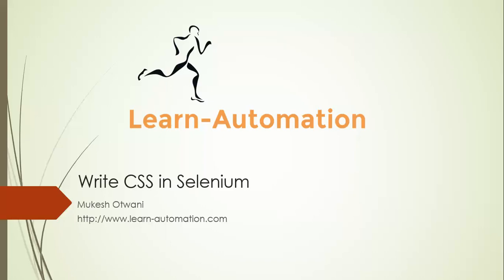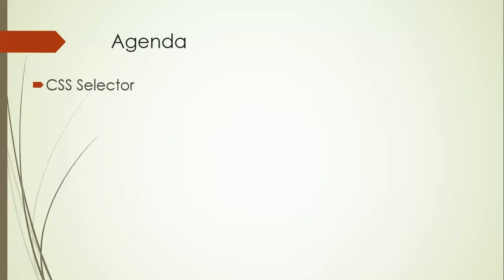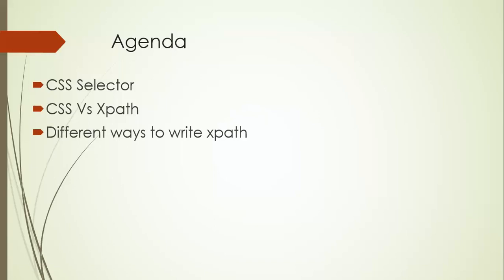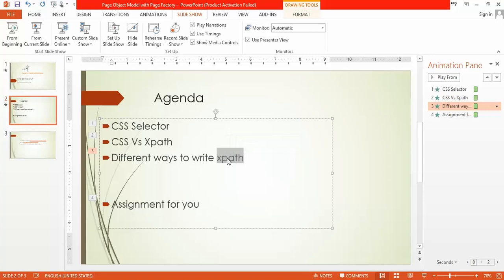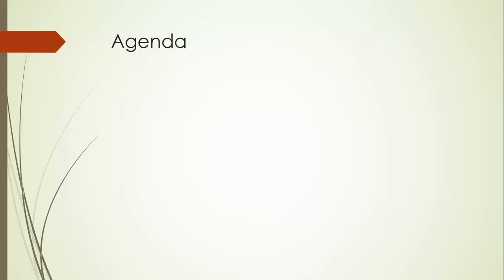So today we'll talk about how to write CSS in Selenium WebDriver and what are the different ways to write CSS. So let's see the high level agenda first. Today we'll talk about CSS Selector in detail. Then we'll talk about CSS versus XPath, when to use CSS, when to use XPath, and finally we'll see the different ways to write. Actually, there's some slight mistake in the slide. It should be different ways to write CSS. Let me modify it now itself. Then finally, I have a quick assignment for you. Okay, so let's see one by one.